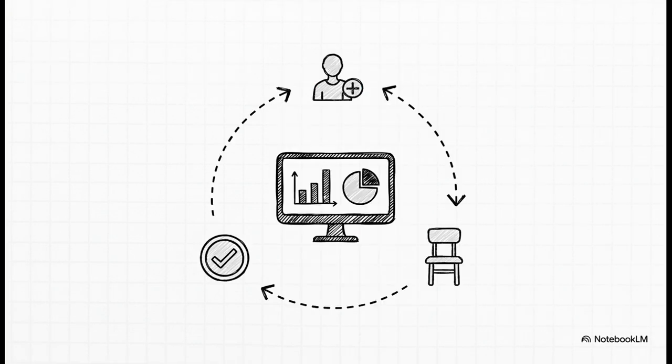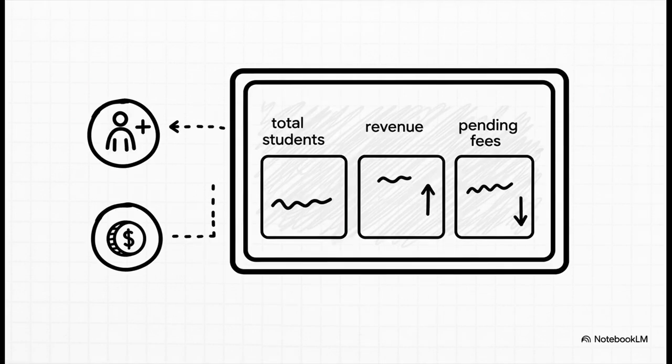And here's where it gets really smart. Every one of these little actions we just took, registering a new student, marking a fee as paid, assigning a seat, it all feeds directly back to where we started. Your dashboard. It's a living, breathing screen. So when you add that new student, the total students count ticks up by 1. When you collect a fee, monthly revenue goes up and pending fees goes down. Every single action you take is instantly reflected, so your bird's eye view is always accurate.